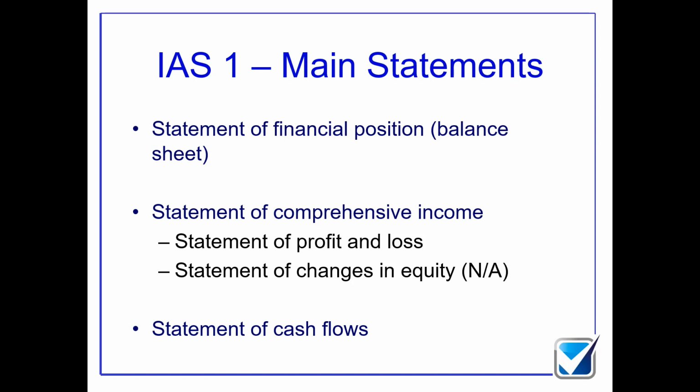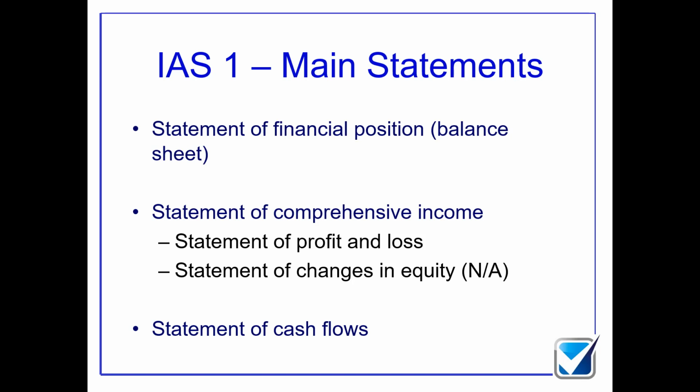We then also have a performance statement. That performance statement is my statement of comprehensive income. That statement of comprehensive income can be split down into a statement of profit and loss and then a statement of changes in equity. Statement of changes in equity is not examinable within this paper, so we're not going to talk about that anymore. The statement of comprehensive income basically becomes my statement of profit and loss. We then also have my statement of cash flows.